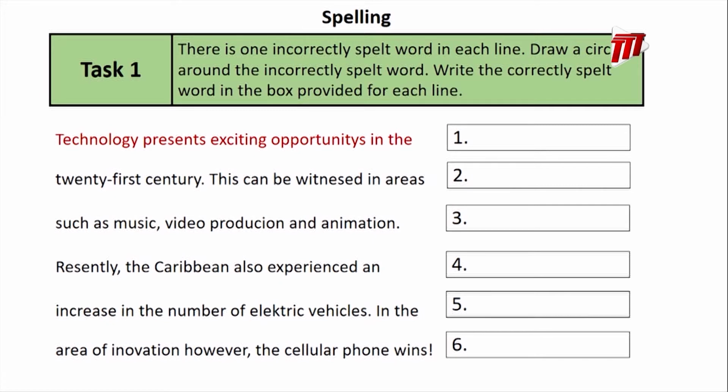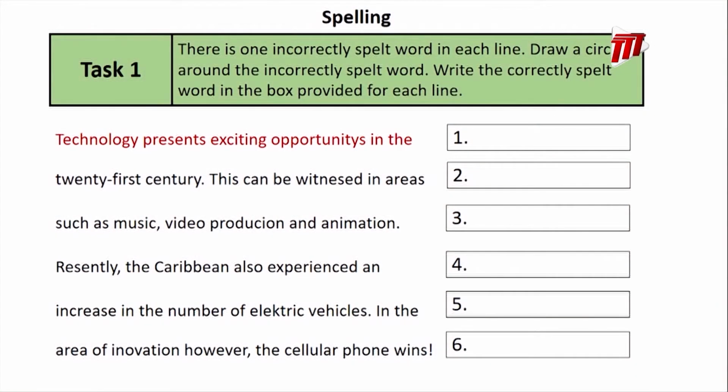Let's read our passage. Technology presents exciting opportunities in the 21st century. This can be witnessed in areas such as music, video production, and animation. Recently, the Caribbean also experienced an increase in the number of electric vehicles. In the area of innovation, however, the cellular phone wins. Now, in reading the passage, some of you would have probably seen already words which are incorrectly spelt.